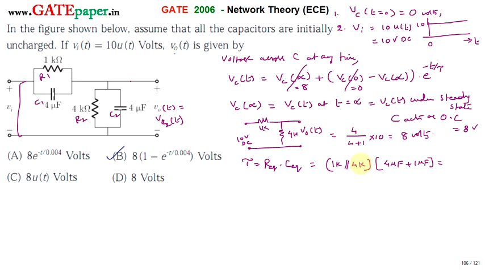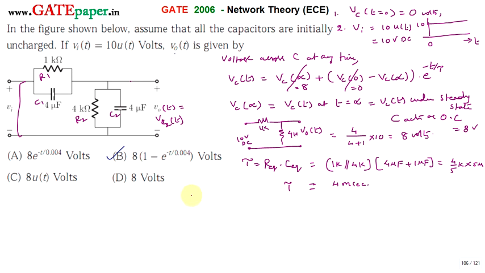So this is 1 into 4 by 1 plus 4, that is 4 by 5 K, multiplied by 4 plus 1, that is 5 micro. The 5 gets cancelled, so it will be equal to 4 milliseconds. The tau value is 4 milliseconds.